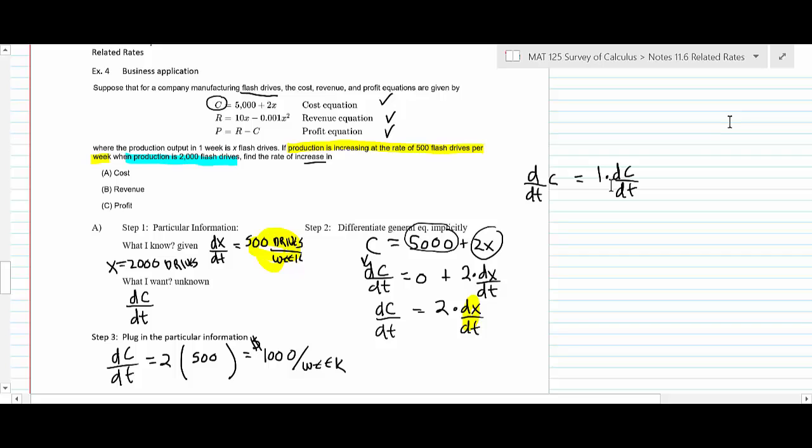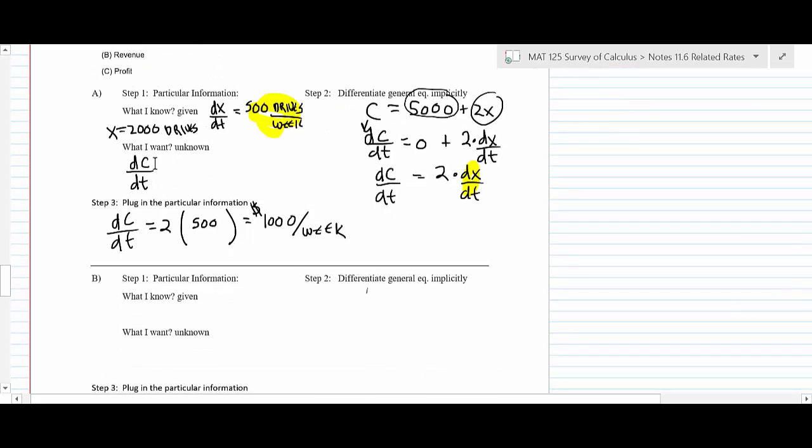Okay, so what I've given you in this problem is these things. So I've given you a cost function, revenue function. I didn't give you a profit equation, but I gave you the formula for finding profit. Okay, and it says we're going to find production for revenue. So we're going to do like a rates problem for this for revenue then.